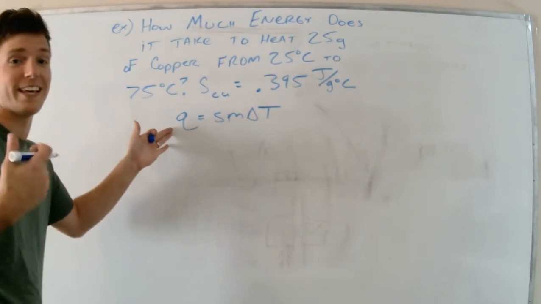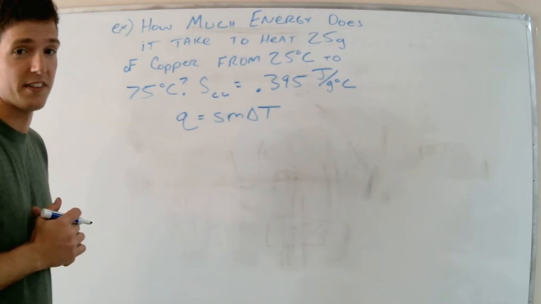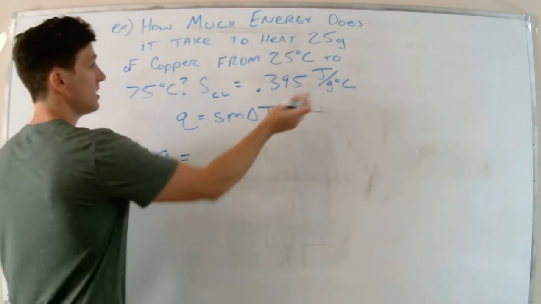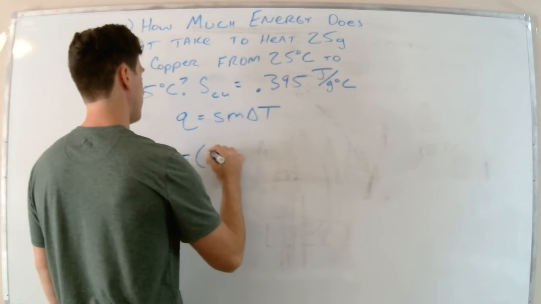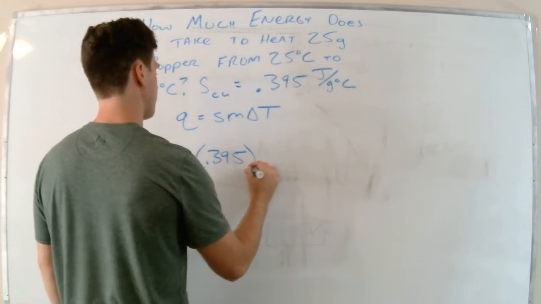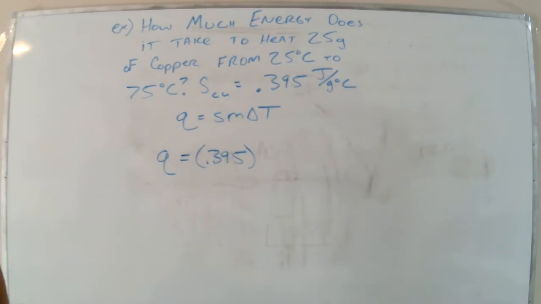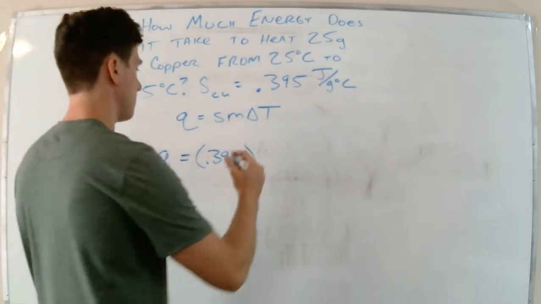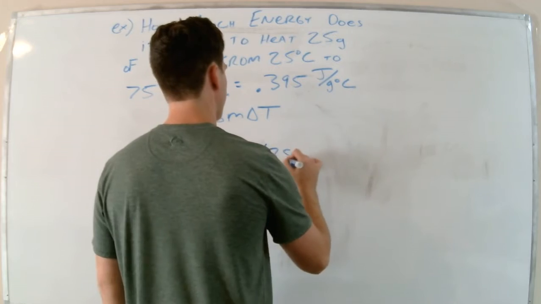Okay, so we're looking for energy. I also might say heat. They are the same in this instance. So we're looking for Q. Specific heat I gave you, right? It was 0.395. Mass is measured in grams, right? And I gave you 25 grams. It's in the right unit, so we'll just put 25 in there for M.